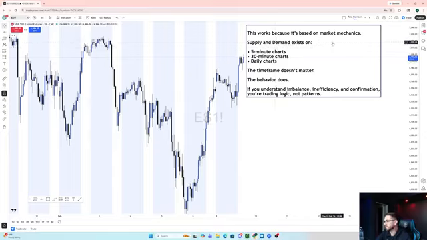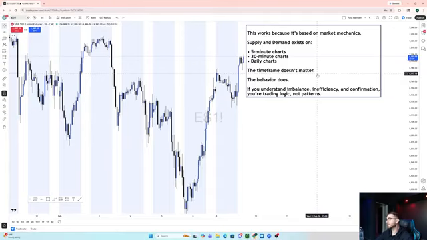Supply and demand, it exists on 5-minute time frames, 30-minute time frames, daily time frames. When it comes to how I personally plot it though, I will plot these zones on the 30-minute time frame, the 45-minute time frame, the hour, 2-hour, 3-hour, 4-hour time frames, as well as daily, weekly, and monthly time frames. But I promise you, if you guys join my live trading sessions and you watch me trade this strategy live, you will see how accurate these zones are.